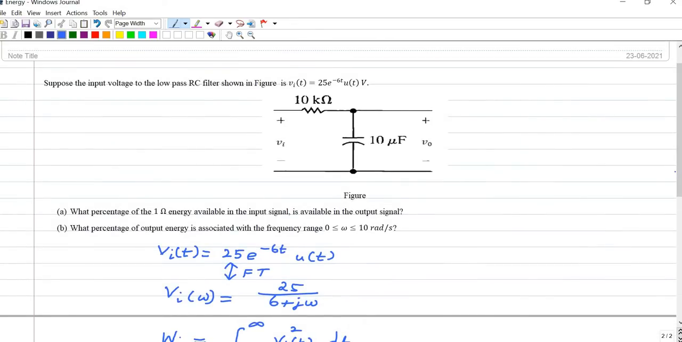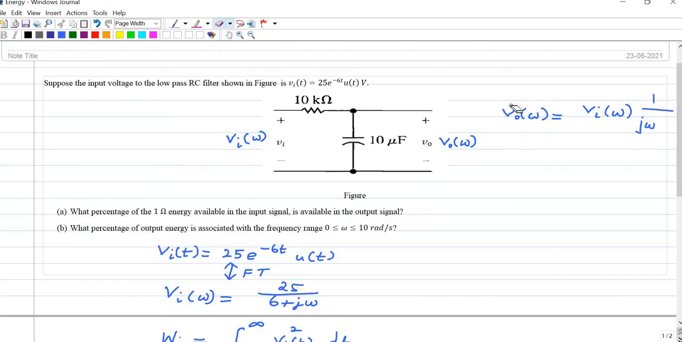Now, what I will do, we'll transform the circuit from time domain to frequency domain. So this is Vi of omega. This is V naught of omega. So V naught of omega is Vi of omega. What is the impedance here? Is it 1 over j omega?